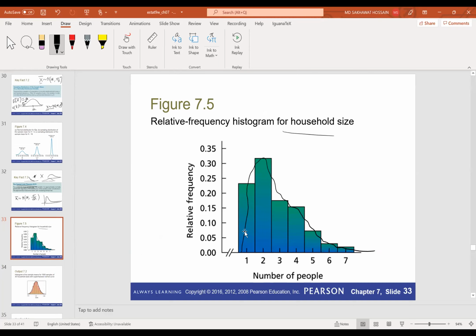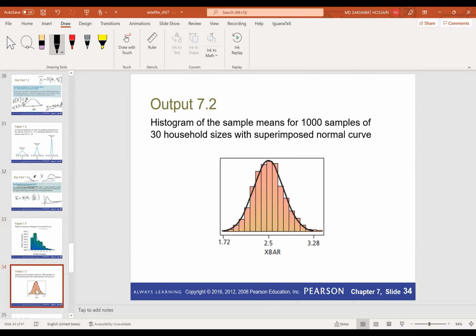Now we'll construct the sampling distribution for the mean from this distribution. Here you can see that the number of samples is 1000, which we can consider large. So it means 1000 samples of 30 household sizes, with a superimposed normal curve. Okay, so the sample size is 30, but we considered 1000 samples of size 30, and we constructed the distribution for X bar. You can see that this is approximately normal, right? The density curve is approximately bell shaped. So this is an approximately normal distribution.